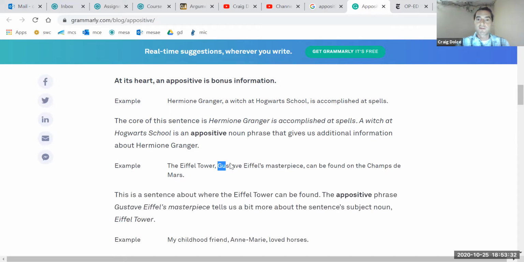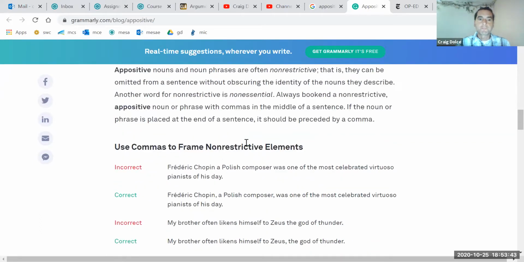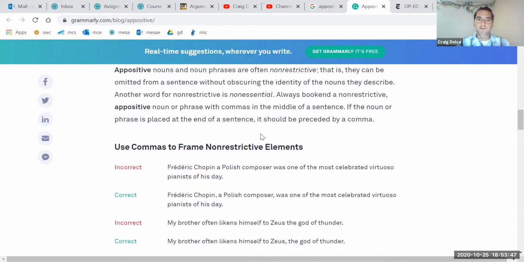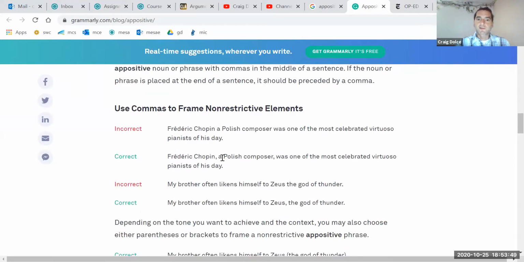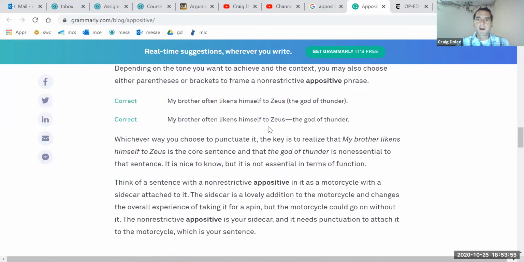So here, "Gustav Eiffel's masterpiece" is the appositive phrase describing the Eiffel Tower, and it's an insertion, so you put a comma before and a comma after it. Same with this one. Non-restrictive, non-essential, it's extra information. Again, that extra information, that interrupter, comes in the middle: comma before, comma after.